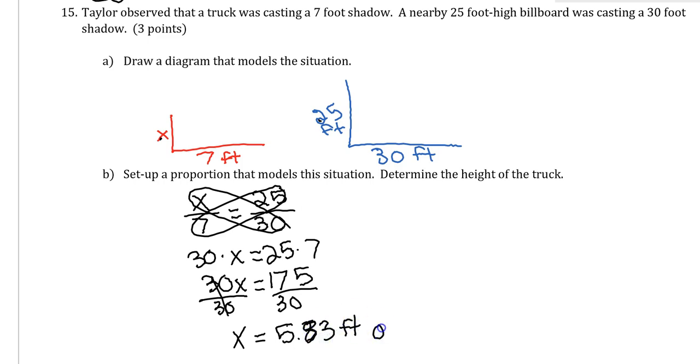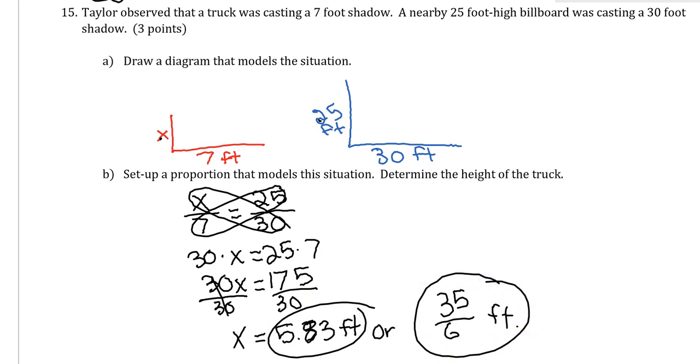feet. Or, if you like fractions better, it's 35/6 feet. Either one, depending on whichever one your calculator gives you. I am not picky personally. That's it for target C. Look over that and then look at target D.